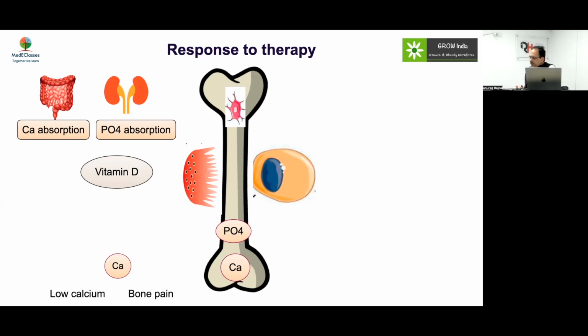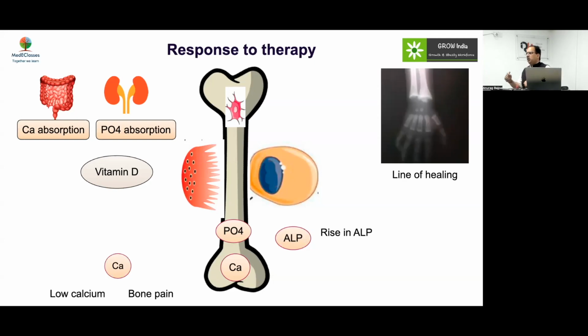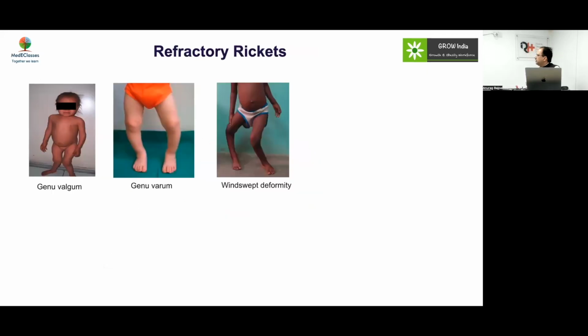So this is common. The second thing to remember is that when you are actually giving calcium and phosphorus, the overall turnover of bone will become more. Your osteoblast will act more, your osteoclast will act more, and osteoblast will produce alkaline phosphatase. So alkaline phosphatase levels may rise during the initial phase of treatment. This is basically a marker of a response. It's not a marker of refractory rickets. You have to be cautious in that regard, and a rise in ALP may happen. So the gold standard for response is the line of healing. That is what you need to look at.